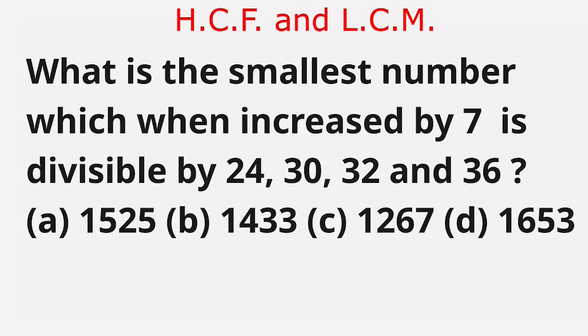Our question is, what is the smallest number which when increased by 7 is divisible by 24, 30, 32 and 36? The given options are option A 1525, option B 1433, option C 1267, option D 1653.